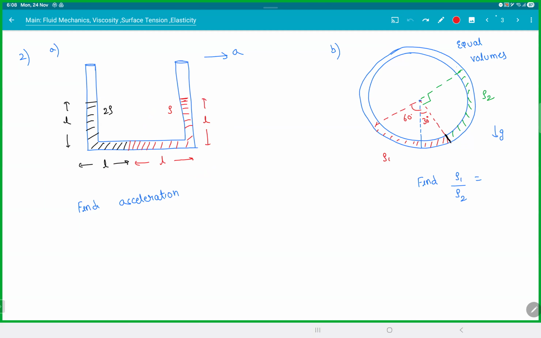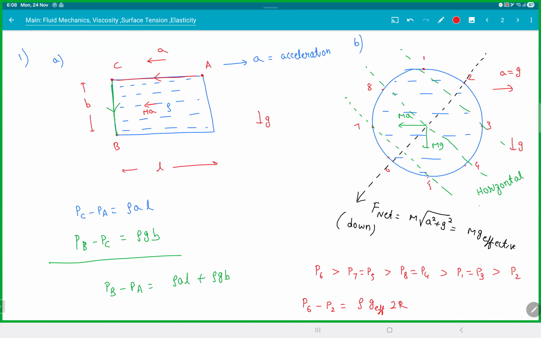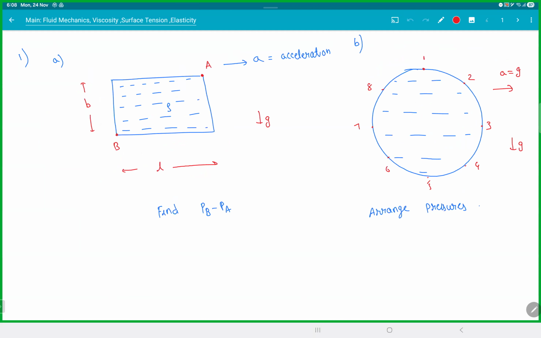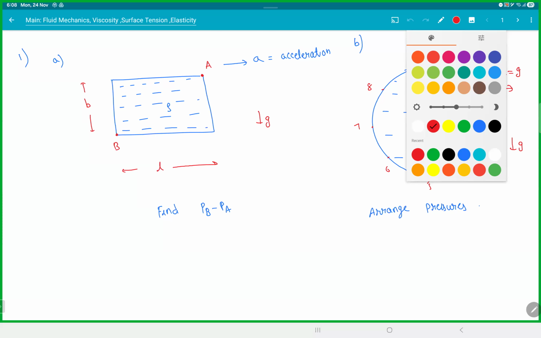The first one, this was a closed container. It's completely sealed. There's nothing open at the top.